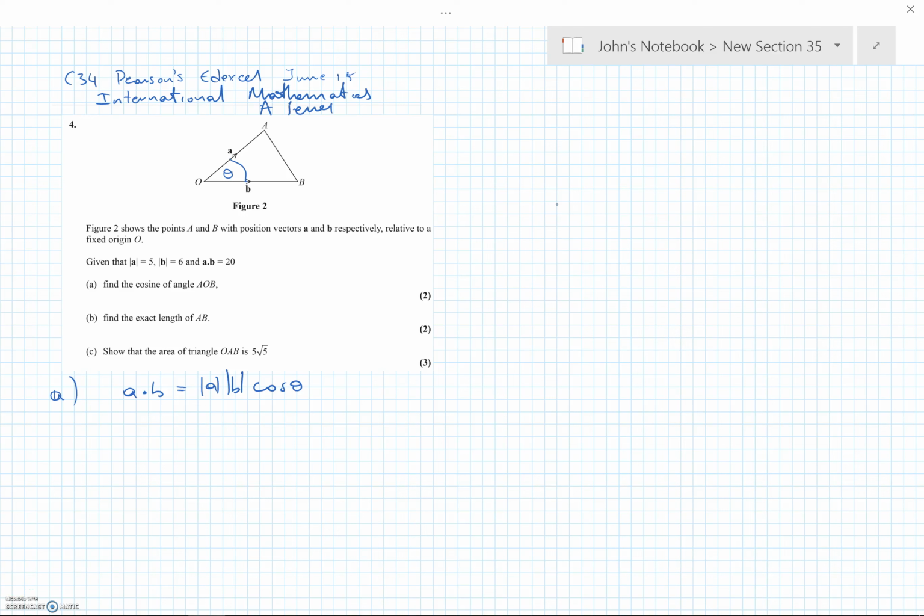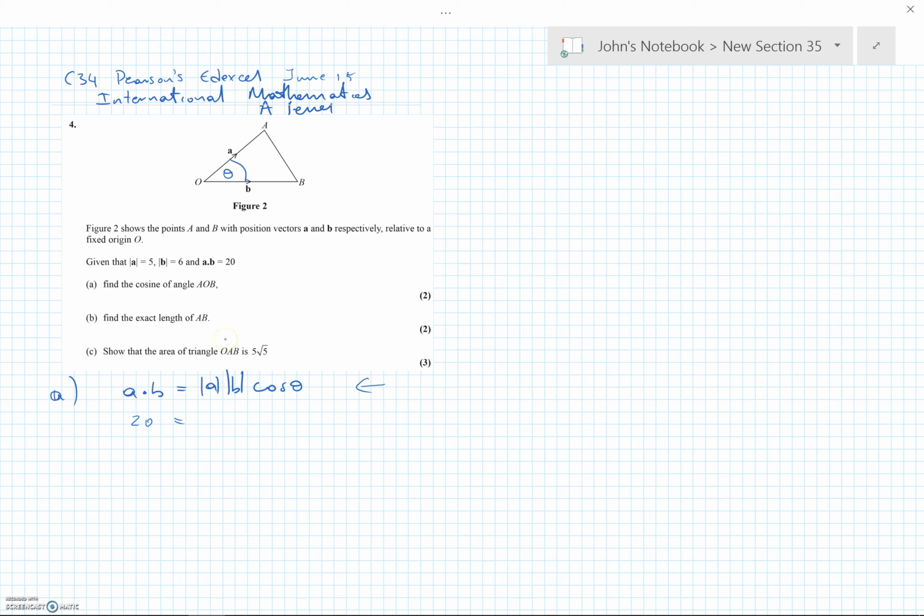So this is a pretty straightforward vectors question from Pearson's Edexcel International paper, June 15. It all boils down to the definition of dot product, which I've written here. Beyond that, it really is a trig question. We've got A dot B, which we're told is 20.